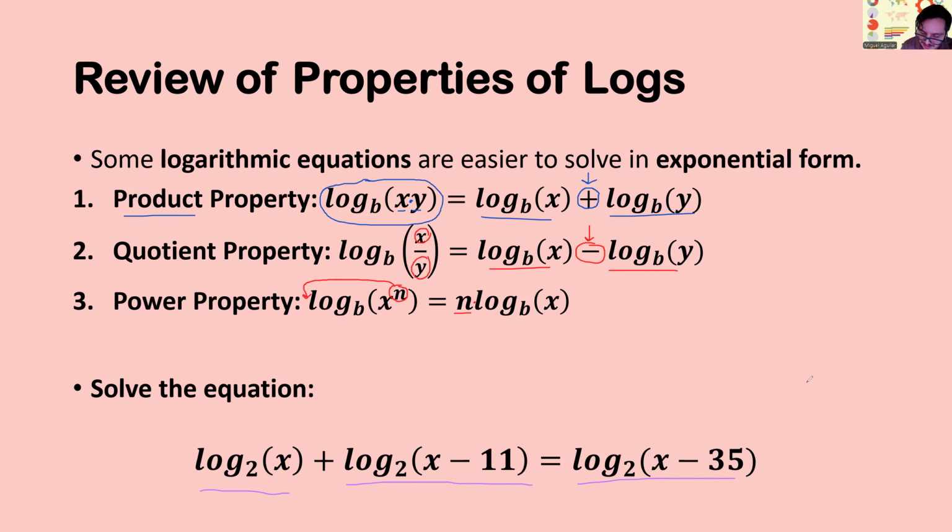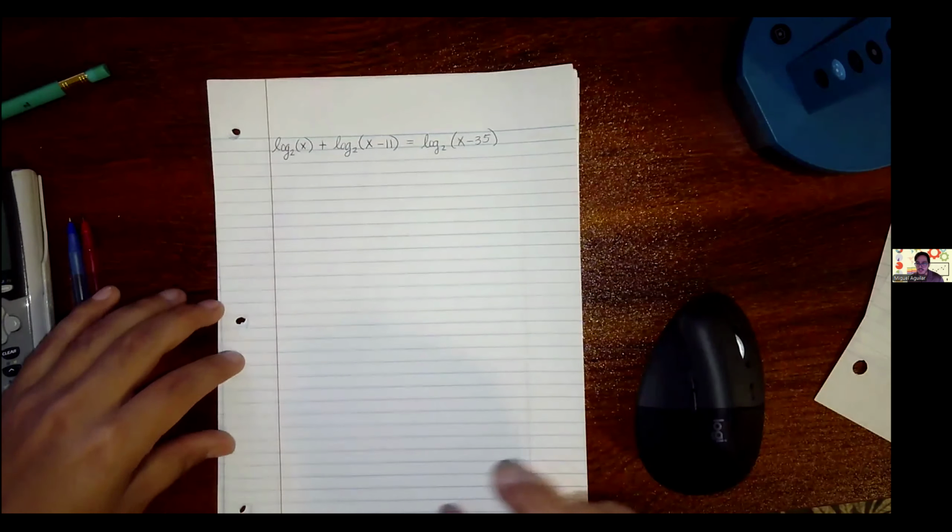It looks intimidating and it's a lot of writing. But if you take your time, it's not going to be as bad as it looks. So if you need to right now, take a nice deep breath and try to calm your spirit. Okay, we have log base 2 of x plus log base 2 of x minus 11 equals log base 2 of x minus 35. Okay, and now we can go ahead and take a look at this problem.